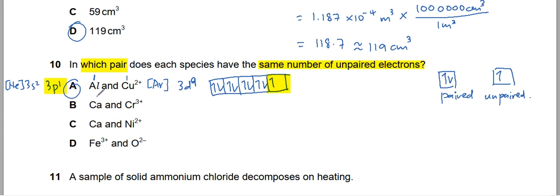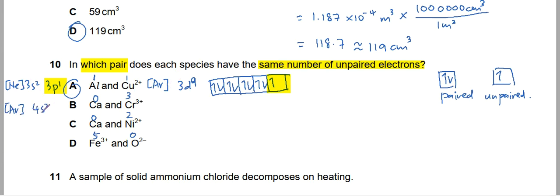So for B is 0 and 3, 0 and 2, 5 and 0. You can work them out by first determining the electron configuration, and then work out how many unpaired electrons there are. I will write down the rest for your reference.